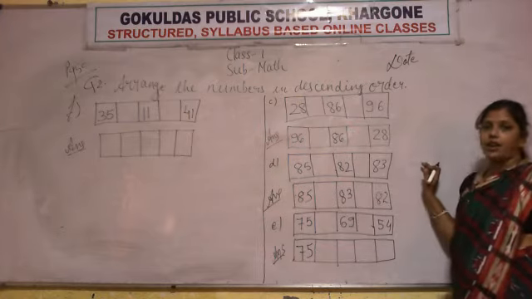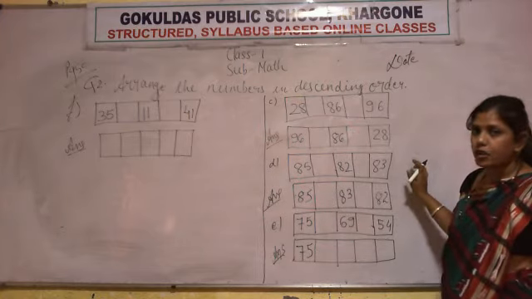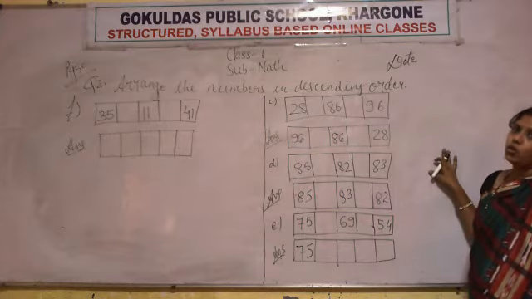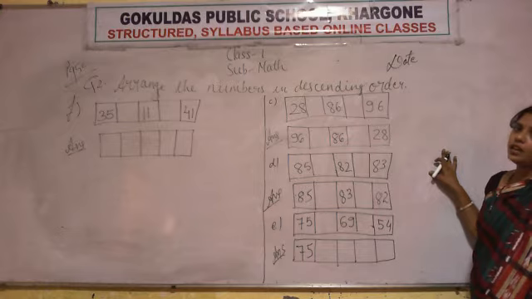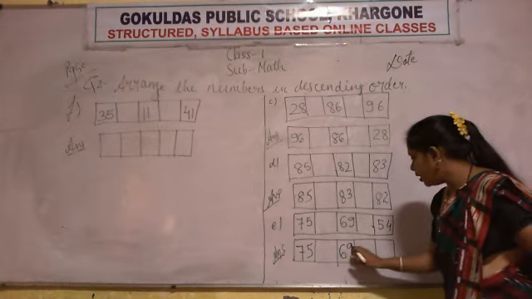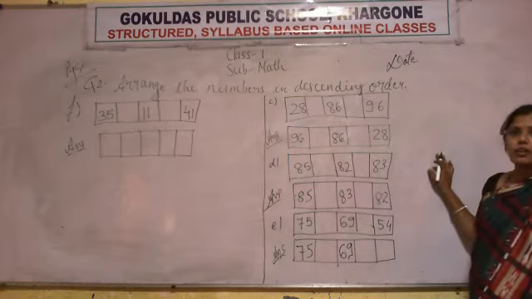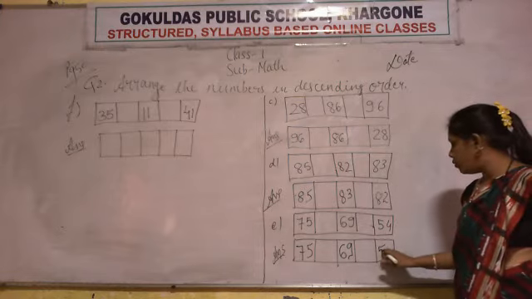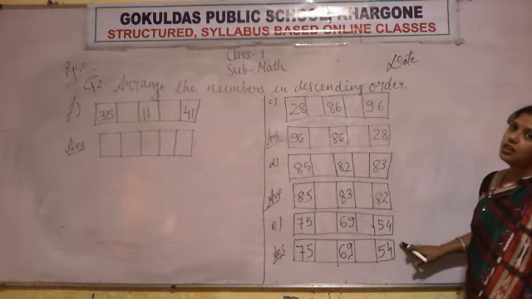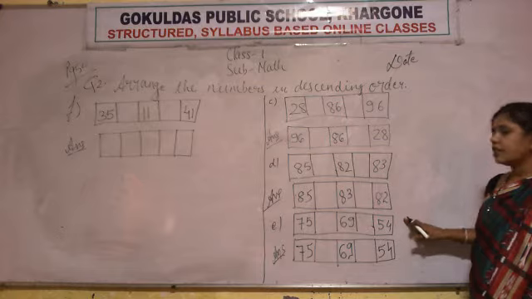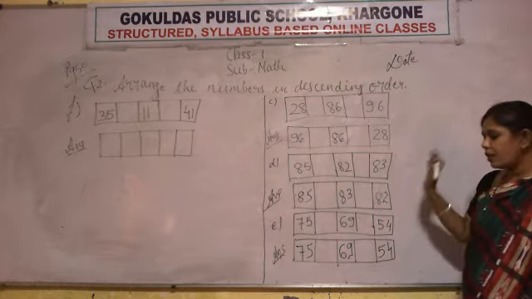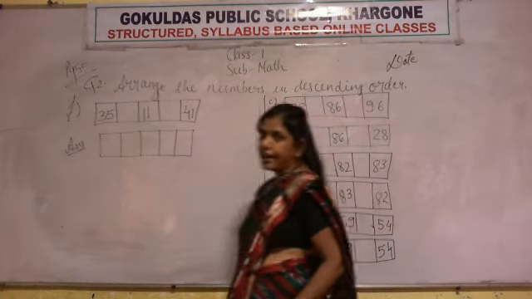Now what are the two remaining numbers? 69 and 54. The biggest number between 69 and 54 is 69. Now the last number, the smallest number, is 54. No change. The question itself is the solution. The question is itself arranged in descending order. Question and answer both have the same digit at the same place.